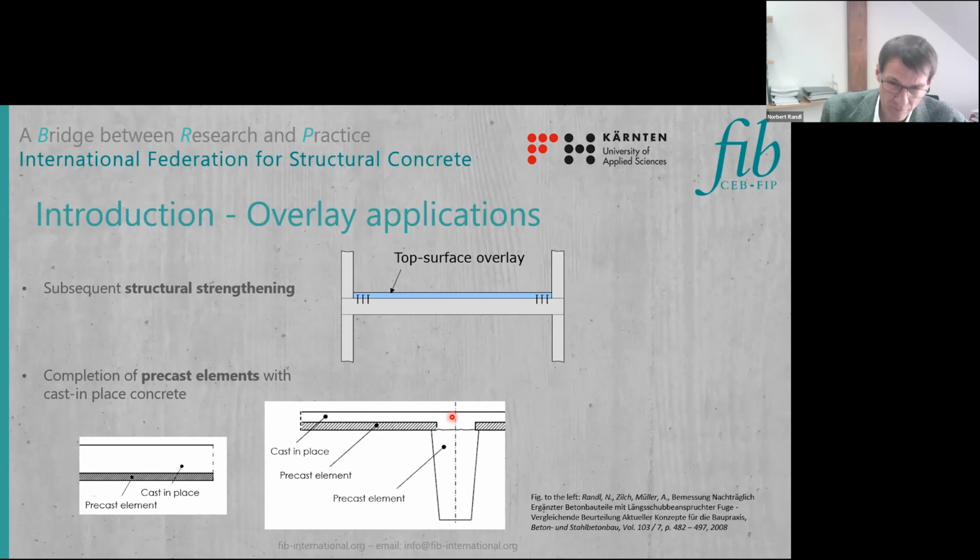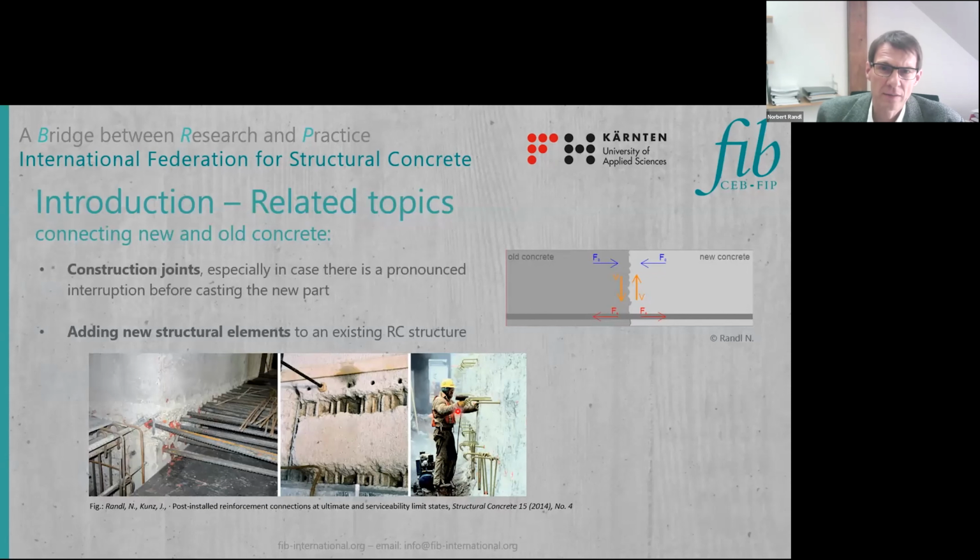There are, however, neighboring topics that are related to the concrete overlay. It is, first of all, the topic of construction joints, especially when you are not casting wet in wet, meaning if there is a pronounced interruption before casting the new part. Usually, when casting wet in wet, we assume a totally monolithic behavior. We do not consider this interface, but in case there is a pronounced interruption of several days, you have to take into account.